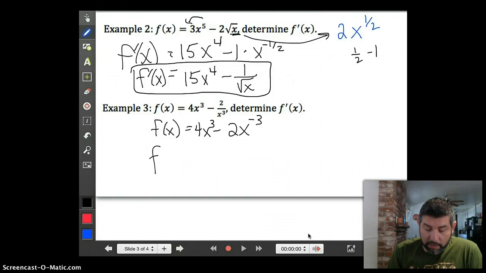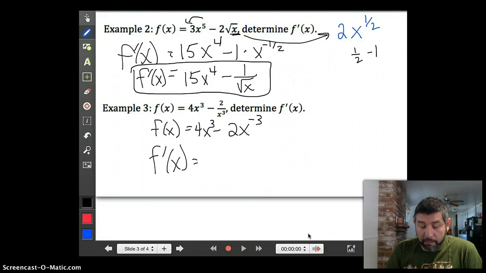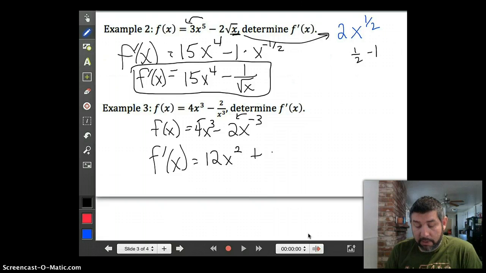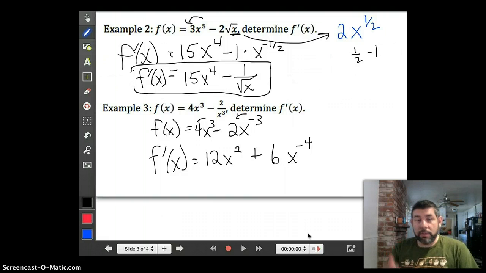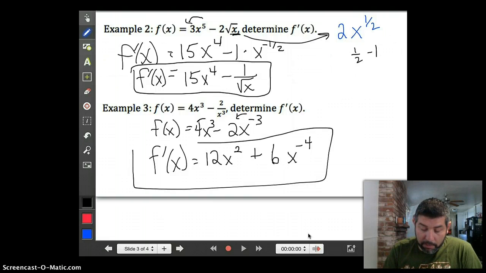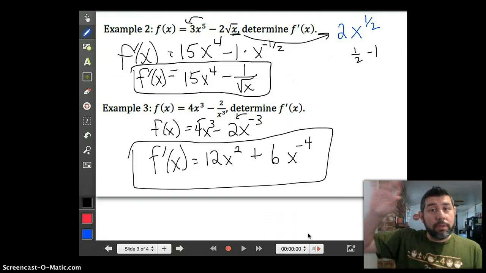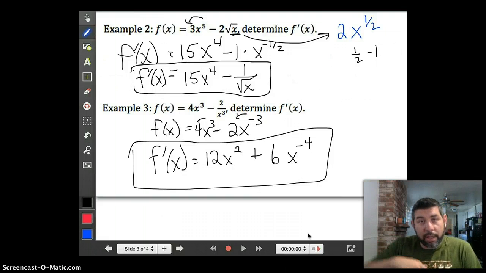Now we take the derivative. You take the 3 and multiply by the 4, so that's 12x to the 3 minus 1, which is 2. Then you take the negative 3 and multiply it by the negative 2, which gives you a positive 6. Positive 6x, and negative 3 minus 1 is negative 4. So this is your derivative. Pretty simple and straightforward. You just take the power, bring it to the front, multiply, and then subtract 1.